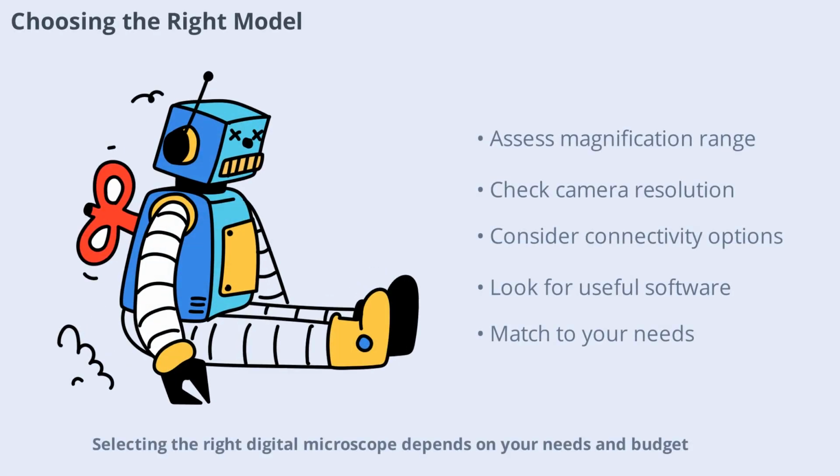Selecting the right digital microscope depends on your needs and budget. Consider factors like magnification range, camera resolution, connectivity options, and software features. For classroom use, look for models with easy sharing and annotation tools. Researchers may need higher resolution and measurement capabilities, while hobbyists might prefer portability and simplicity. Reading reviews and comparing specifications can help you make an informed decision. Remember, the best microscope is the one that fits your specific requirements.